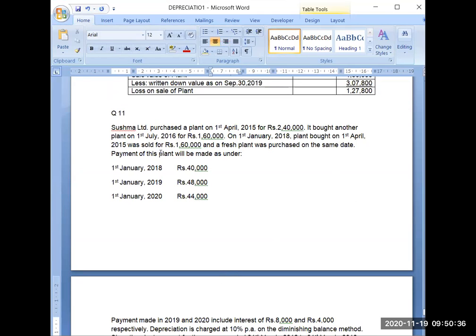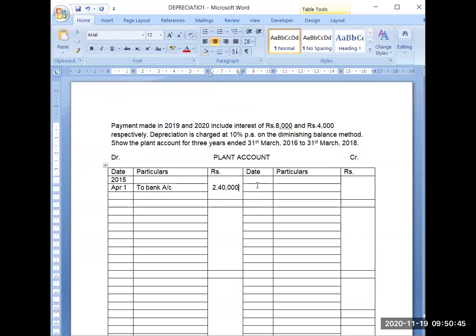It bought another plant on 1st July 16. So this is not a transaction for 15-16. It will not be recorded in this year. So in this year only one transaction is there. So we will charge a depreciation on March 31st.